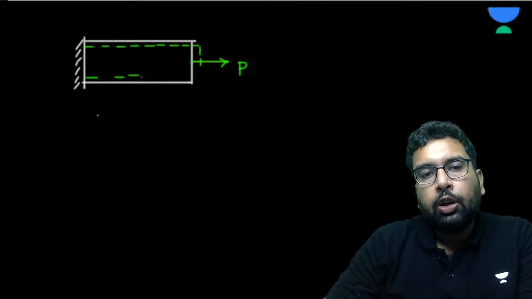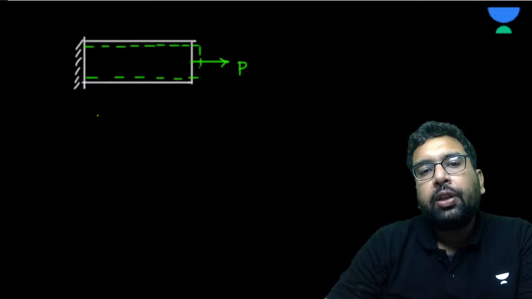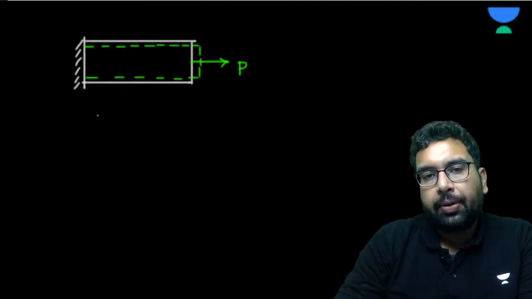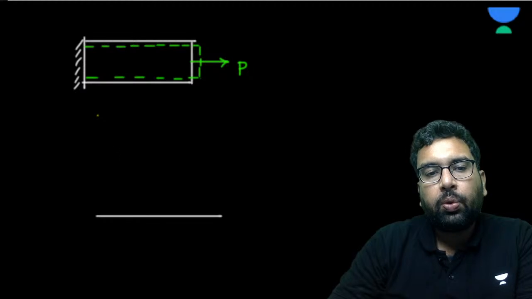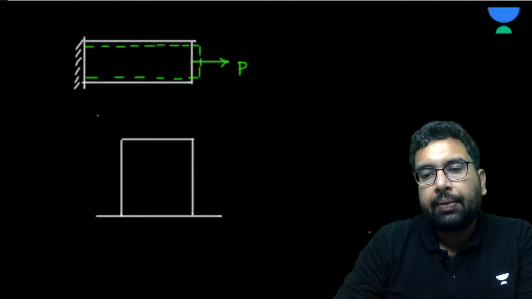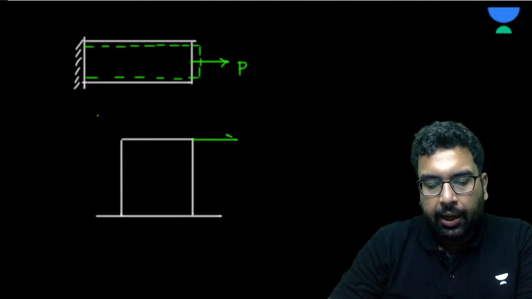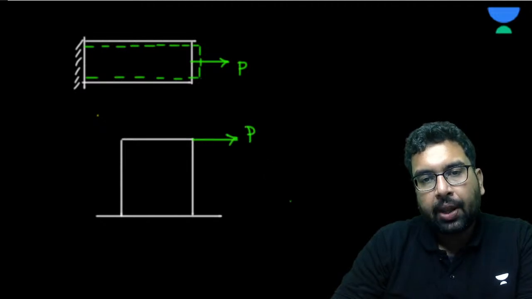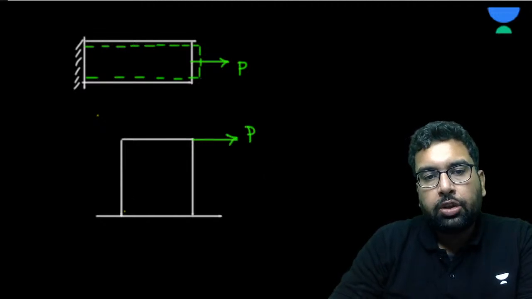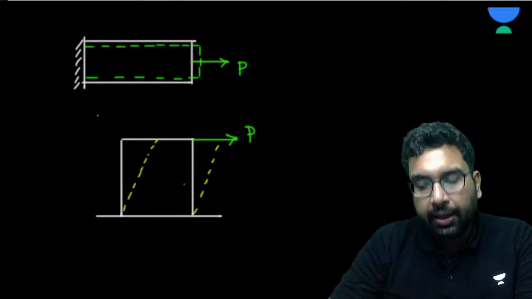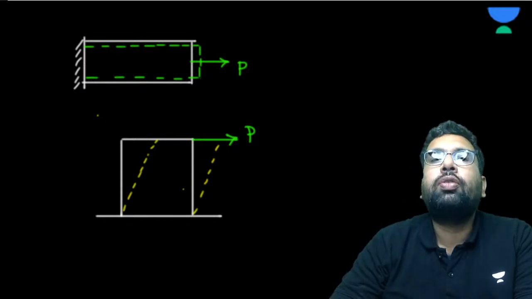Wonderful. So now in this part of physics, we talk about the displacement, right? Now, if the force on a body is applied like this, it is going to change shape like this. So basically in this part of physics, we talk about the change of the shape.